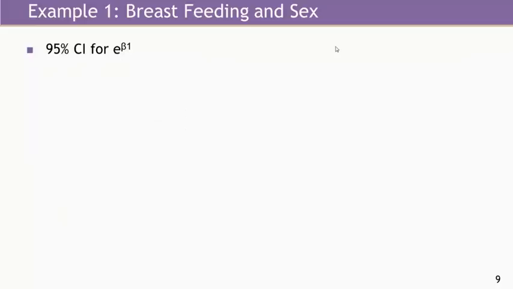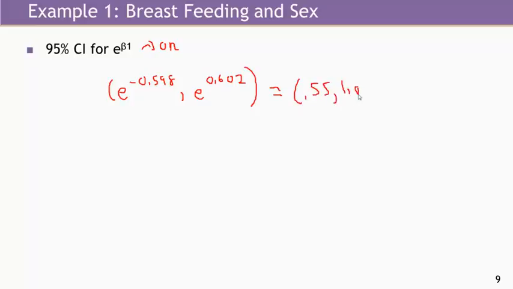If we wanted to get the corresponding confidence interval for the odds ratio associated with breastfeeding for males to females, we could take the endpoints of the slope and exponentiate them. If we take e to the negative 0.598 and e to the 0.602, we get an interval approximately equal to 0.55 up to 1.83. So our interval for the log odds ratio included the null value on that scale of 0, and the interval for the odds ratio includes 1.